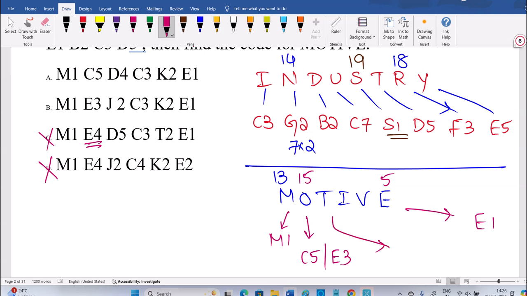T value how much? 20. J2 is okay. 10 into 2, 20. D4 is wrong. What is the D value? 4. 4 into 4? 16. But we want 20. Eliminated. Among the options, B is correct. There are many possibilities. I can write T as E4 also. E is 5. 5 into 4, 20. There are many correct answers for your kind info, but among the options, the suitable one is option B.